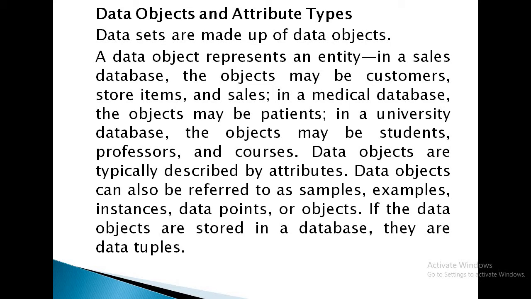For example, if the student is an object, the student will have a name, register number, address, department and year. These are all the details of the student. The details about the student are called attributes. Data objects can also be referred to as samples, examples, instances, or data points. If the data objects are stored in a database, they are data tuples.